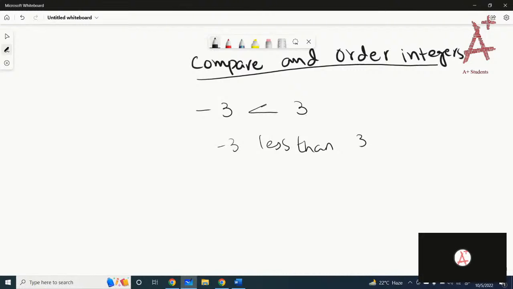Okay, the next one is which word makes the statement true? Negative 2 and 0. Is it less than or greater than? Yes, negative numbers are always smaller than 0. So negative 2 is less than 0. Got it?